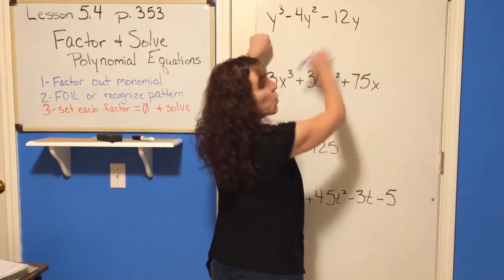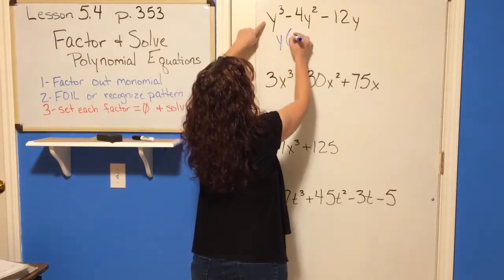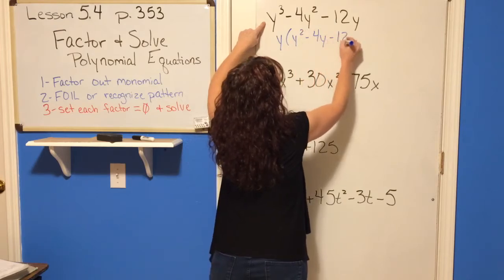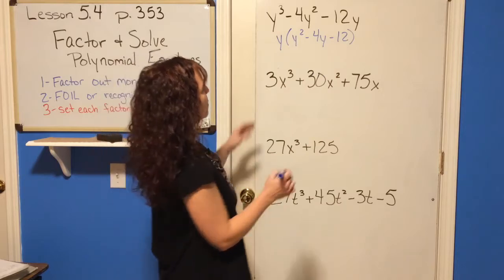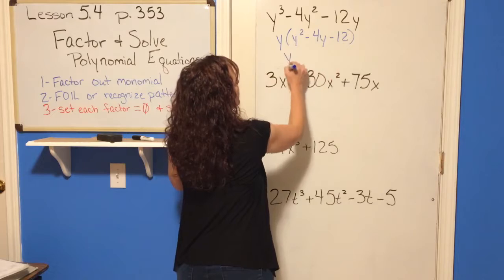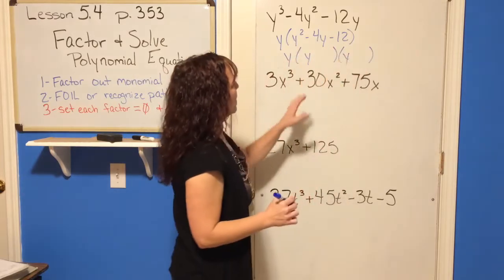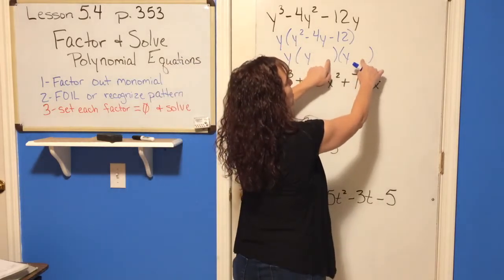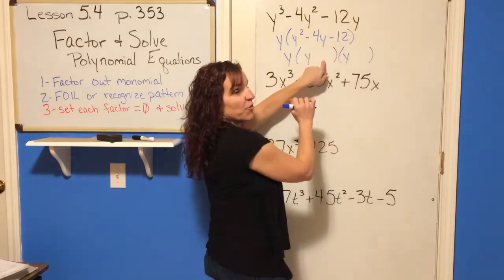And we can say, yes, there is a y in all of them. So let's factor out a y. And we have left y squared minus 4y minus 12. And then we look to see, will that factor further? It's not a perfect square, but let's see. So can we do FOIL? We're looking for, remember, our y times y is y squared. We're looking for two numbers to multiply together to get 12, and then we're going to add them together to get the 4.